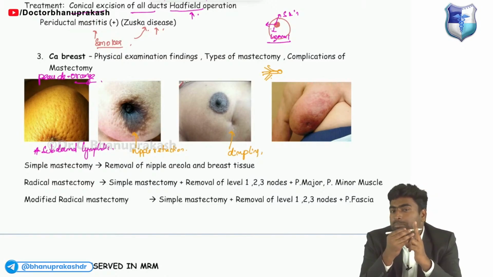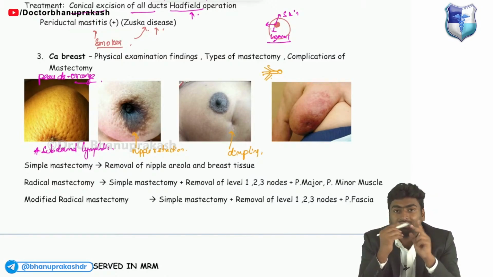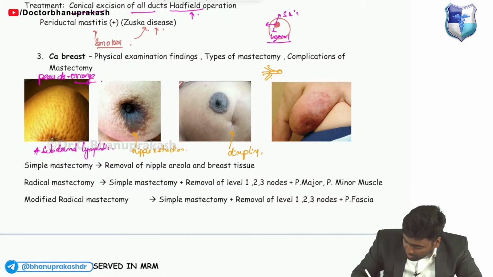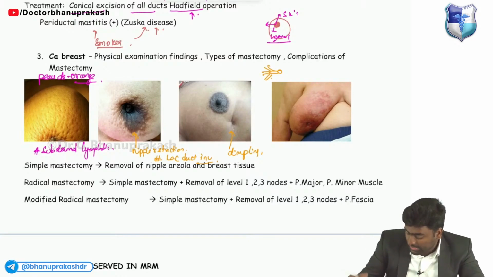So this is known as nipple retraction. Nipple retraction happens because of lactiferous duct involvement. Remember, yeah, good, Dr. Anar. So next one, it is this dimpling.